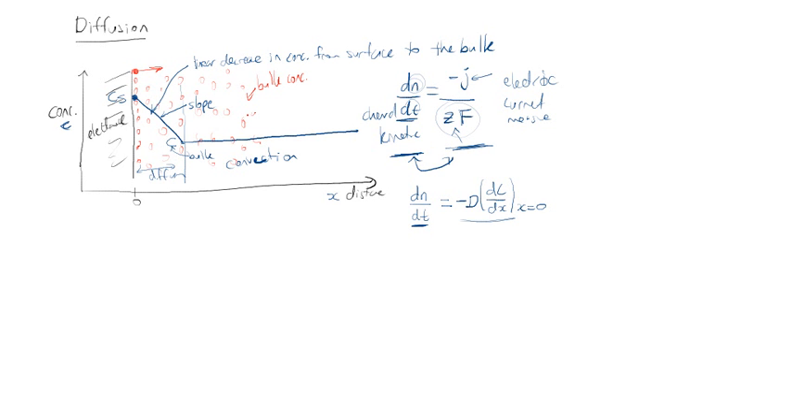So now we can relate this here, which is the diffusion, with the electric current by equating these two terms. Okay, and so when we equate those terms and we rearrange for j, we get that j is equal to zFD times the gradient of dc/dx, looking at x equal to 0. Okay, so this is quite cool.